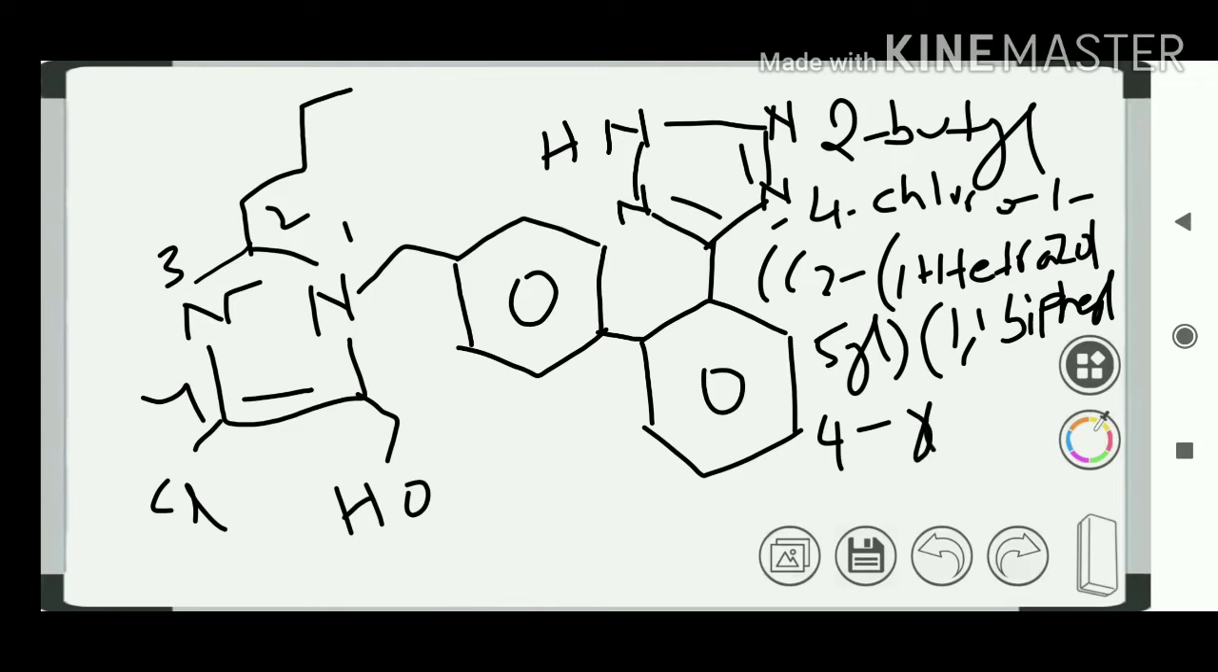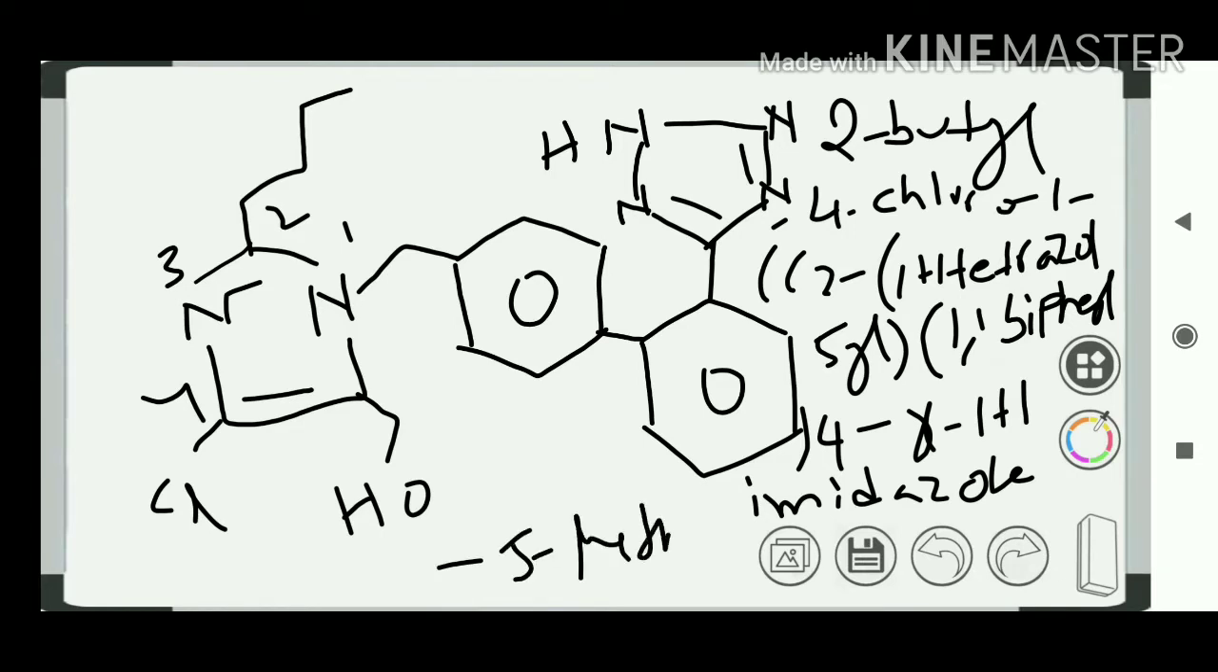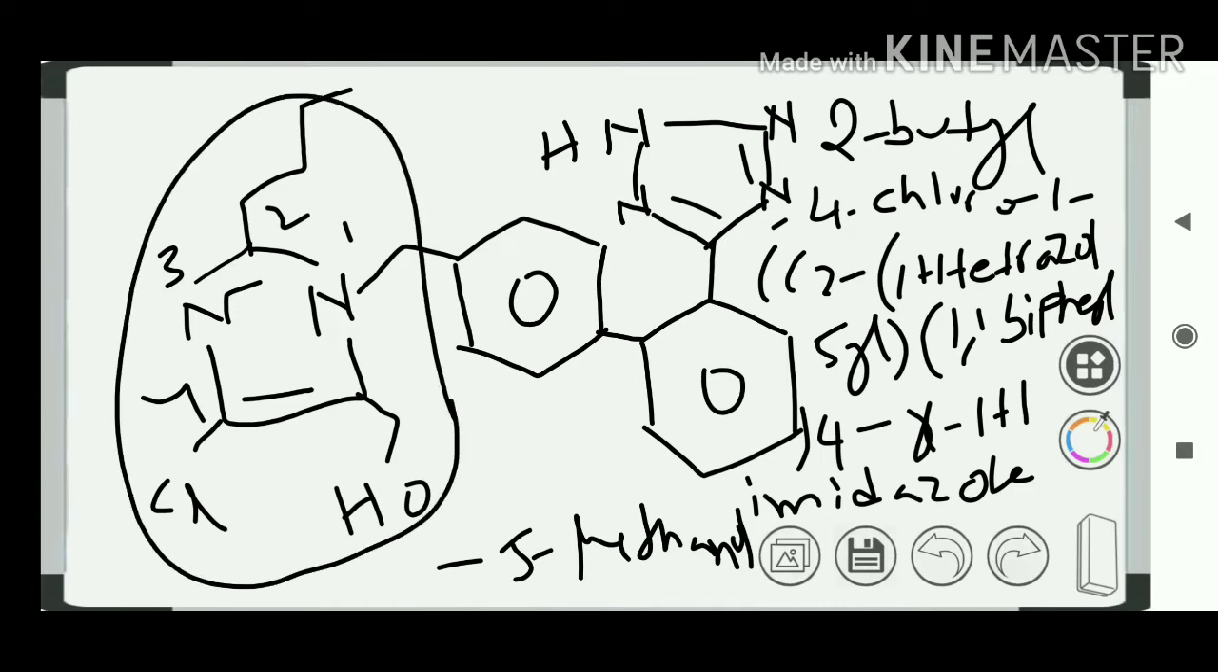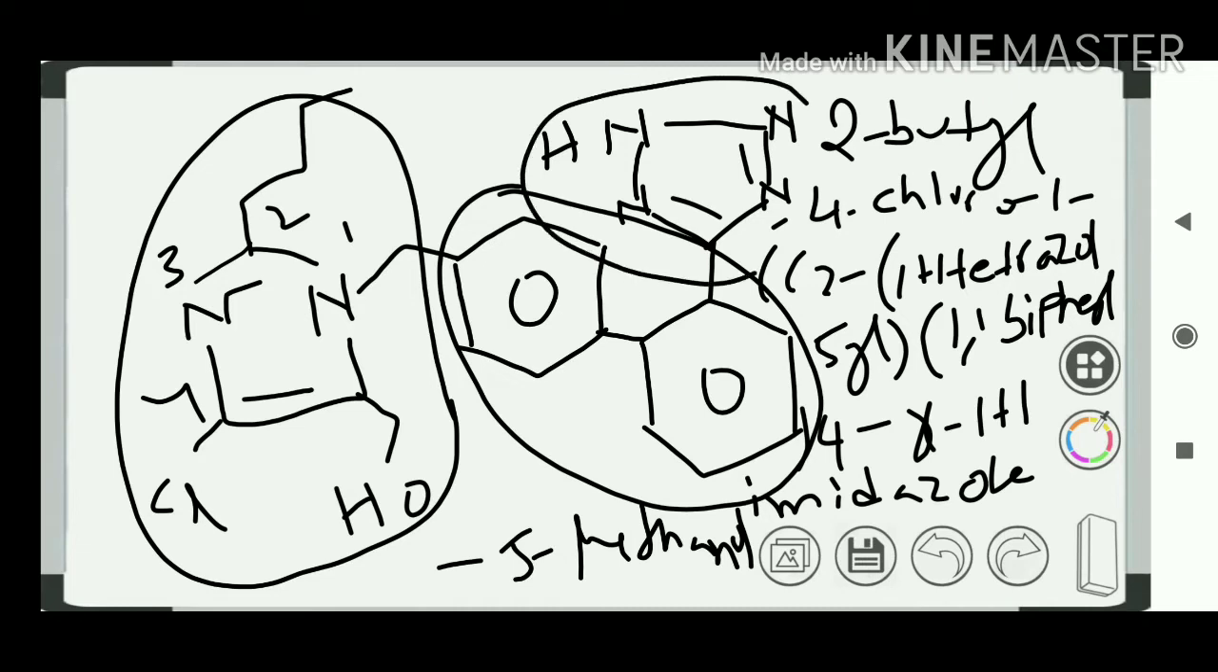4-yl, 1,1'-biphenyl, 4-yl, 1H-imidazole, 5-methanol. So this is the entire name. Now I have to remember we have one basic moiety, that is imidazole, showing a butyl side chain, followed by the biphenyl system, then followed by the tetrazole nucleus.